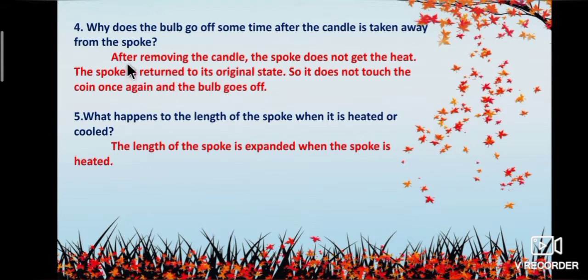Once again I repeat. After removing the candle, the spoke does not get the heat. The spoke returns to its original state. So it does not touch the coin once again and the bulb goes off. Fifth question. What happens to the length of the spoke when it is heated or cooled? The length of the spoke expands when the spoke is heated.